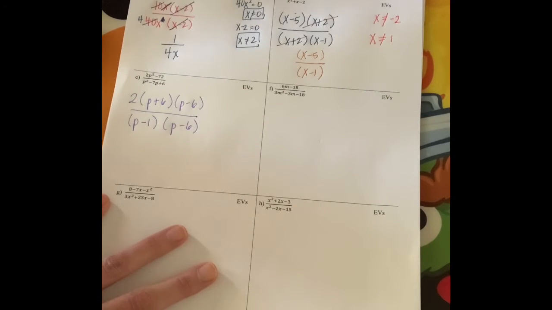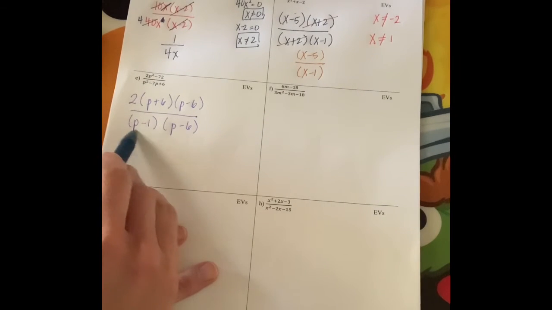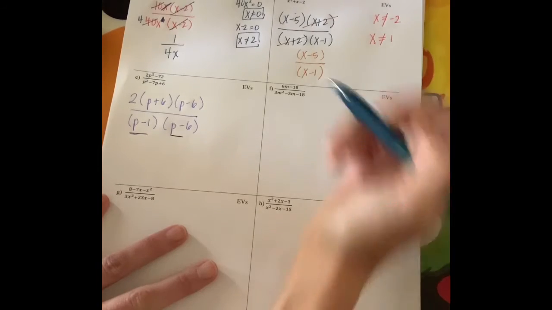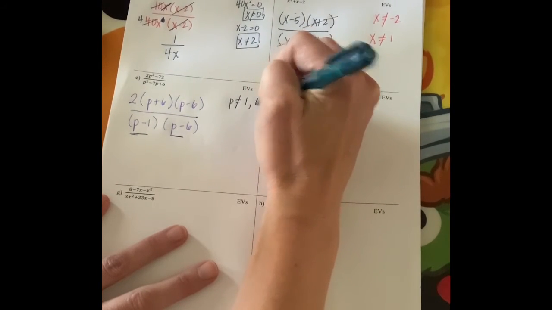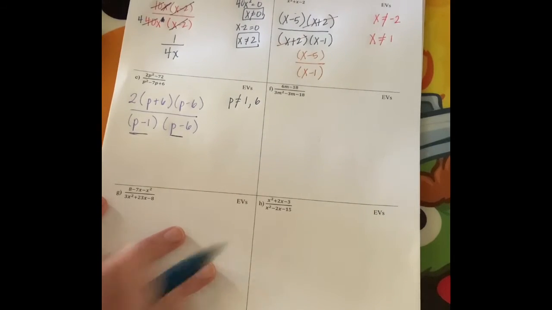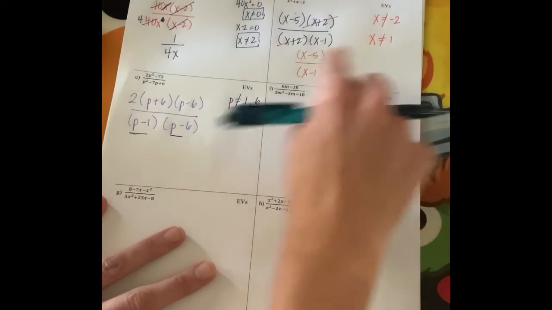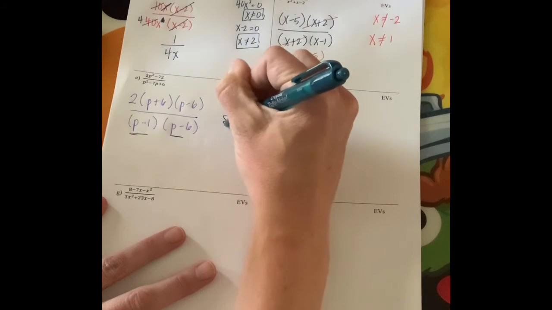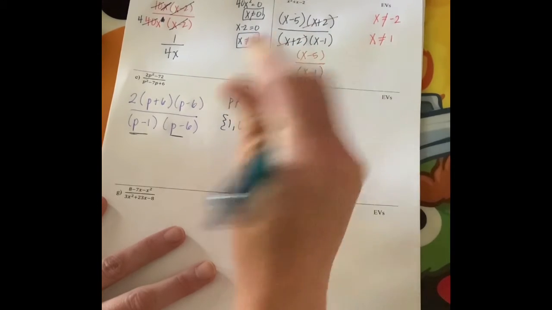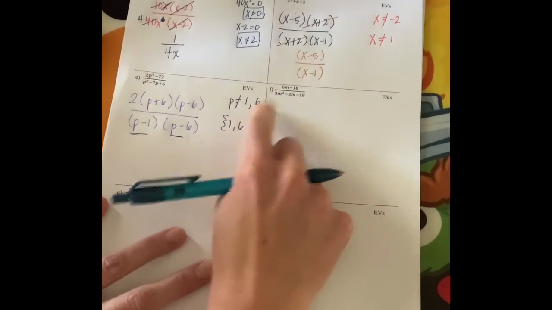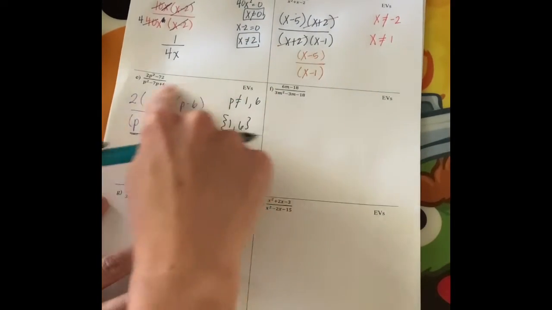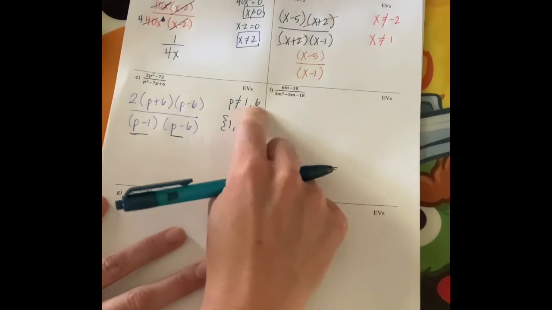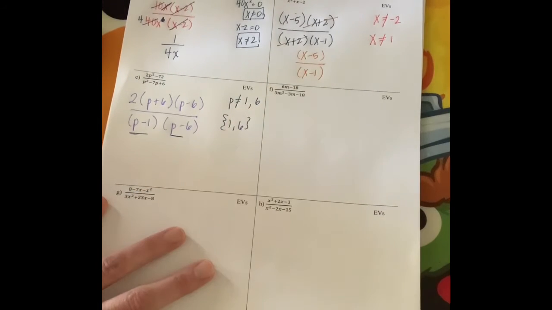So my excluded values are going to come from these 2 factors. So I don't want p to be 1 or 6. There's several different ways you can list excluded values. Sometimes they're listed with these fancy brackets. Sometimes they're listed all in one step here. Sometimes they're separate. As long as you're just explaining this can only exist when this is not the value of your variable, then that's kind of the gist of it.